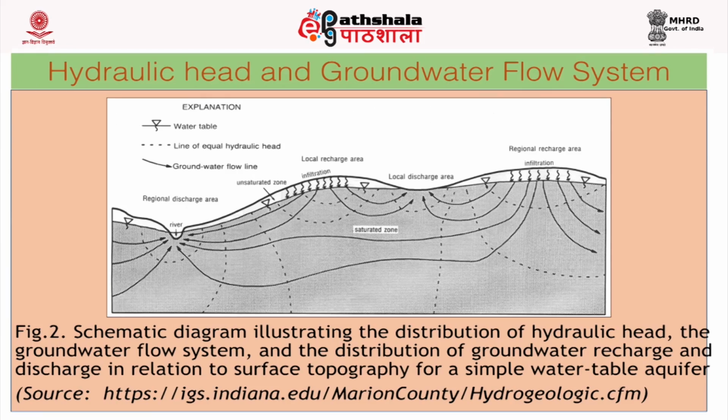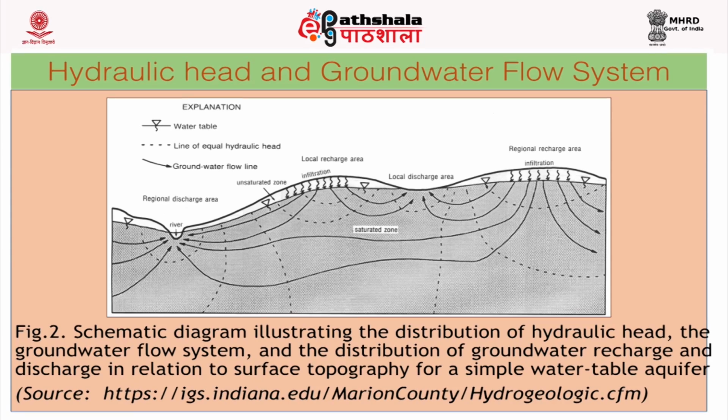We will now look at the hydraulic head and groundwater flow system. Here in the schematic diagram, we can see the distribution of hydraulic head. The arrow marks indicate the groundwater flow lines, the dotted lines indicate lines of equal hydraulic head, and the solid line at the top indicates the water table. Here we can see the groundwater flow lines going from higher elevation to lower elevation. The flow is mainly controlled by the topography.